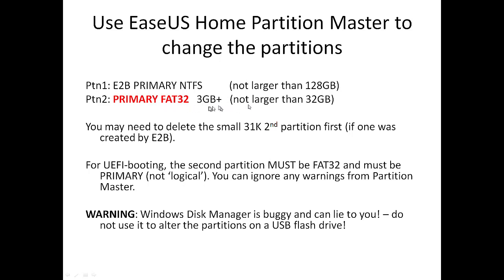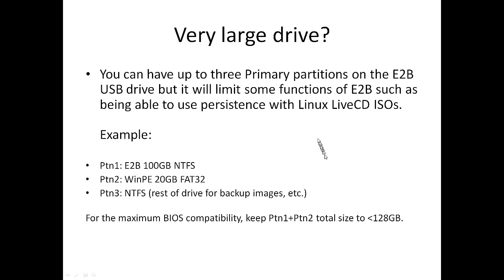So what you need is the first partition to be NTFS, and then to create a second primary FAT32 partition. It could be 3 gigabytes up to 32 gigabytes because Windows won't let you create a FAT32 partition larger than 32 gigabytes, although Home Partition Master will. But some UEFI BIOSes don't like partitions greater than 32 gigabytes anyway. So I would suggest a 3 gigabyte partition is enough for the WinPE files.